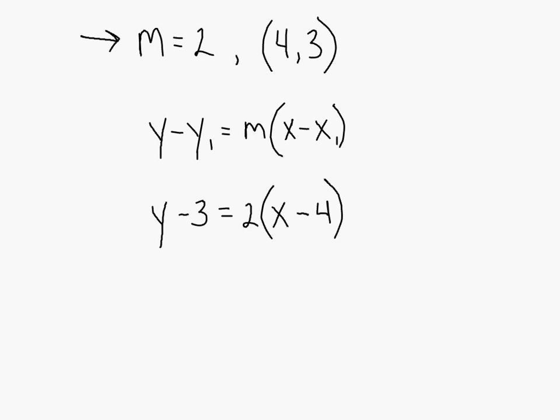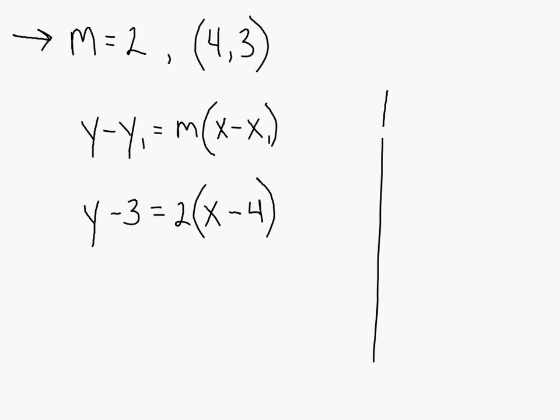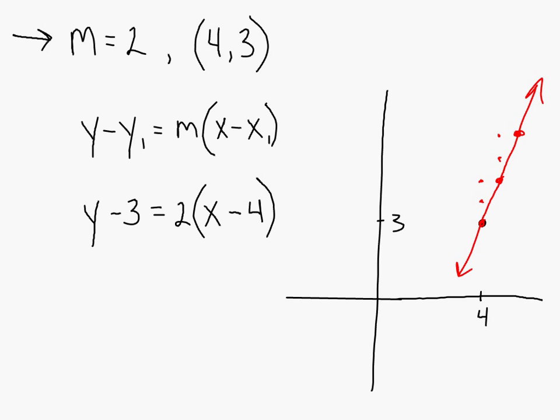Now there's two ways to graph it. The easiest way to graph it is just to plot the point and count the slope, right? So if you plot this point, the point that's on the line is 4, 3. So you go to 4, 3 and put a point. You're going to rise 1, 2 and run 1. Rise 1, 2 and run 1. There's your line.